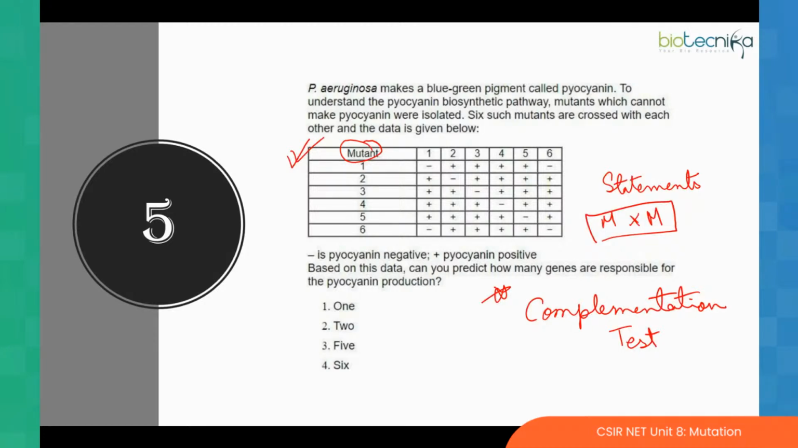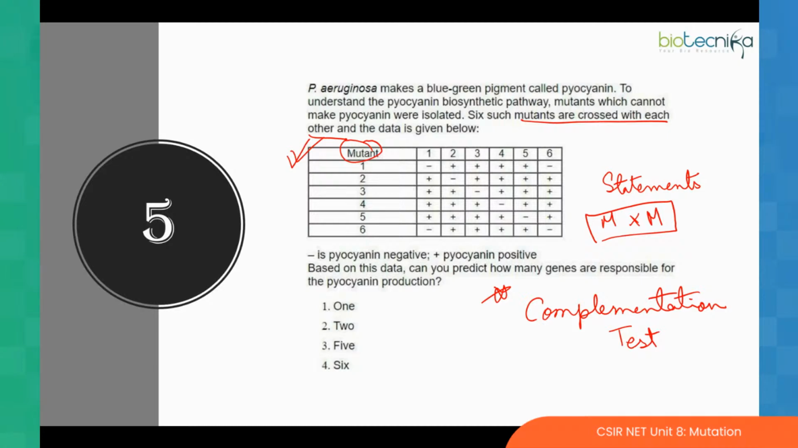So in the question, P. aeruginosa makes a blue-green pigment called pyocyanin. To understand the pyocyanin biosynthetic pathway, mutants which cannot make pyocyanin were isolated. Six such mutants were crossed with each other, and the data is given below. Minus means pyocyanin negative, positive means pyocyanin positive. Based on this data, can you predict how many genes are responsible for pyocyanin production? So this is a complementation test.